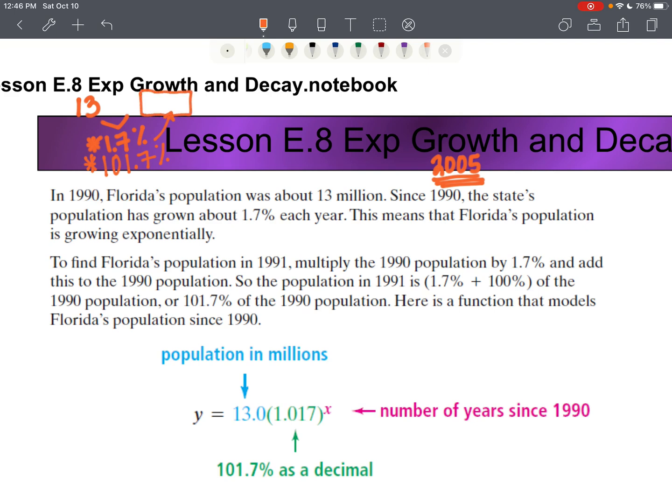And then we're going to take that 1991 amount and we're going to multiply it by 101.7%. And it's going to give us the 1992 population, and so on and so forth. Now, the 101.7% means that you're going to keep 100% of the current population, and you're going to add to it 1.7% growth. So that's your growth percentage, or your rate of increase is 1.7%. And you can see that what I've just explained is right here, 1.7% plus 100%.